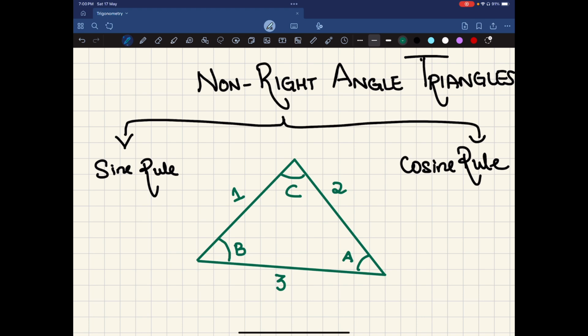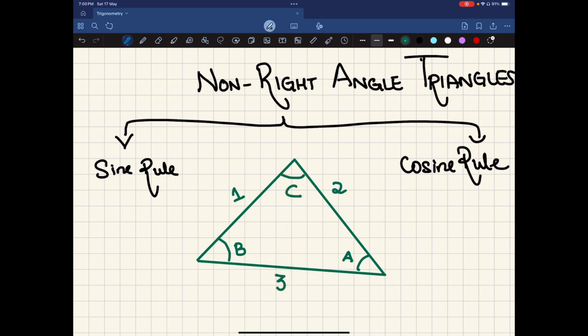Now each side has a partner angle, and you need to understand how this angle side pair or partnership is formed. If this is side 1, the partner angle would be the one which is opposite to it. So let's begin with the angle. If this is angle A, the partner side to angle A is side 1. The partner side to angle B is side 2. The partner to angle C is side 3.